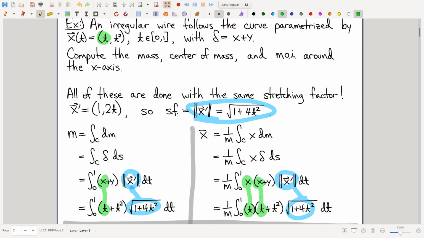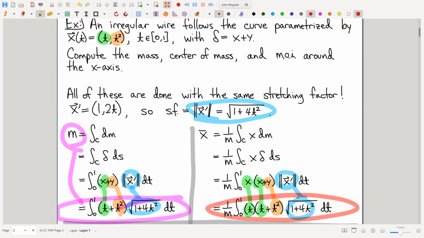How are we doing? Is everybody following? Everybody happy? Likewise, y, of course. Yeah, there's y. So y is t squared in both of these integrals. And now plug and chug. Two completely pulled back integrals. That one computes mass. This one computes the x coordinate of the center of mass.